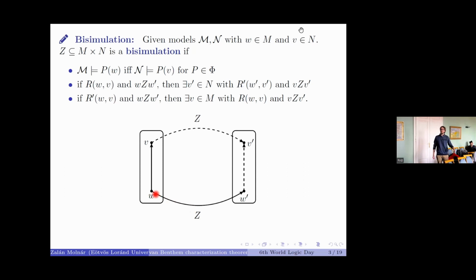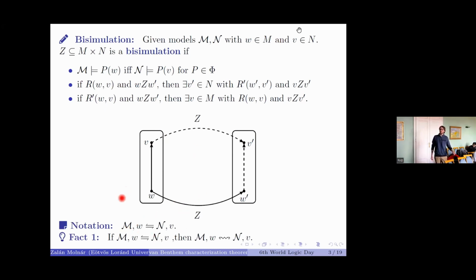Namely, whenever w is Z-related to w prime, and w is R-related to a point v, and this happens, for example, in model M, then this situation will be imitated in model N. So we will be able to find a point v prime such that they are related according to the relation R, but also they are related according to this bisimulation relation Z. And this is usually called the forth condition, and of course we have the back condition.